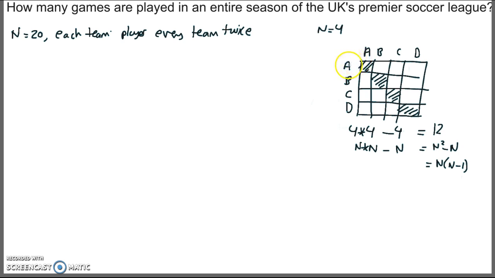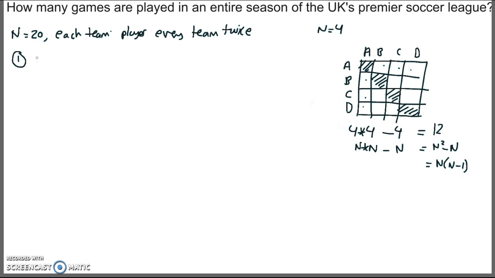So if you look for a given team A, there are 3 other teams that it has to play twice. So there's 1, 2, 3 games. And those are the games, let's say, that A is going to play on its field. And then along the column here, the same teams B, C, and D are going to play on the other team's field.